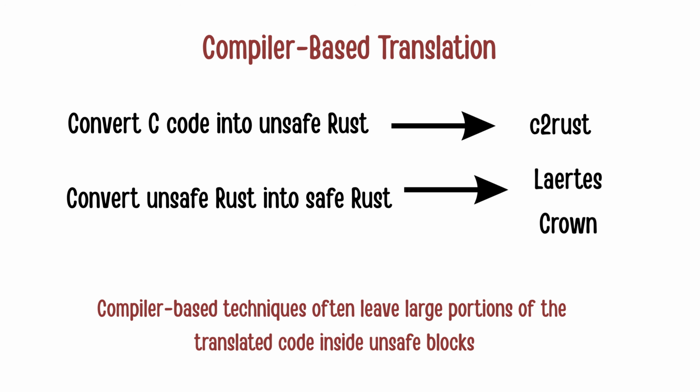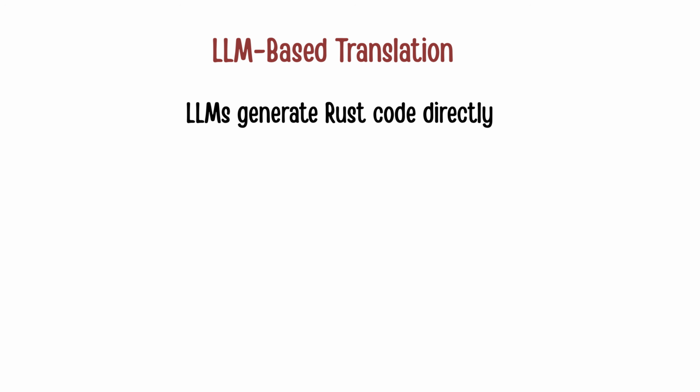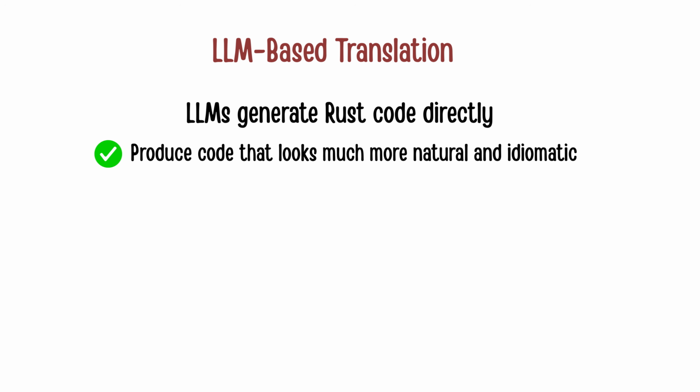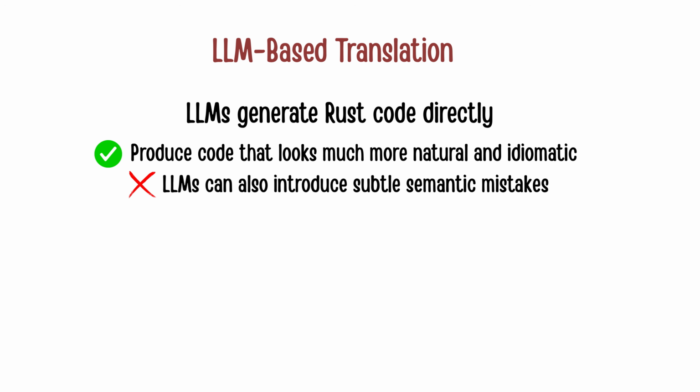The second approach uses large language models. Instead of relying purely on compiler analysis, LLMs generate Rust code directly. Their biggest strength is that they often produce code that looks much more natural and idiomatic. They can recommend appropriate Rust data structures, APIs, and coding patterns. But there's a catch. LLMs can also introduce subtle semantic mistakes. A translation may compile perfectly while behaving differently from the original C program.